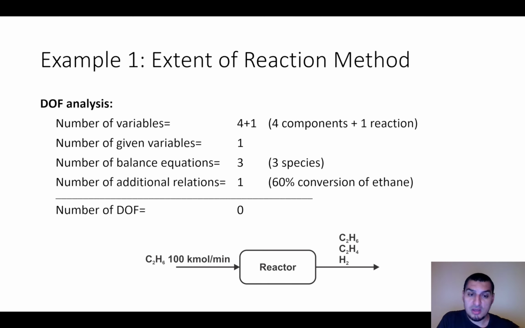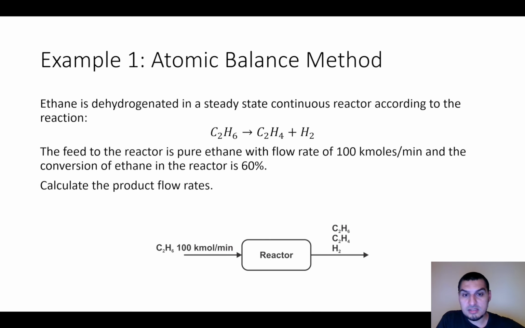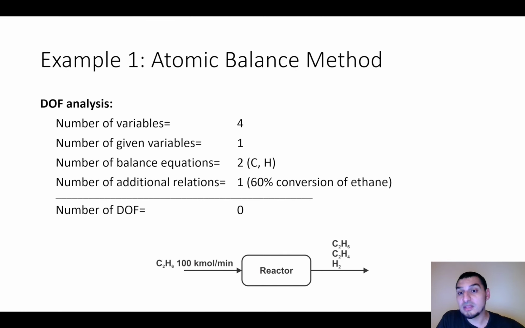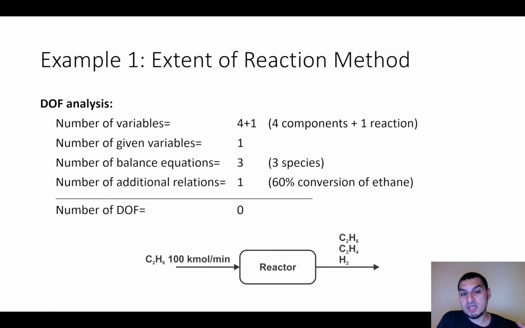And this is the first good news here, that we are getting the same result. Let's see, this is the example, and when we did the degrees of freedom analysis, it also was 0. We had a different number of variables and a different number of equations, but the output is the same. And this is something that we have to be 100% sure of, that the output is always going to be the same. It's the same system. Whether you solve it using the atomic species method or the extent of reaction method, you are going to get the same result. So it doesn't matter what method you are using, as long as you are doing it correctly, you should get the same result.